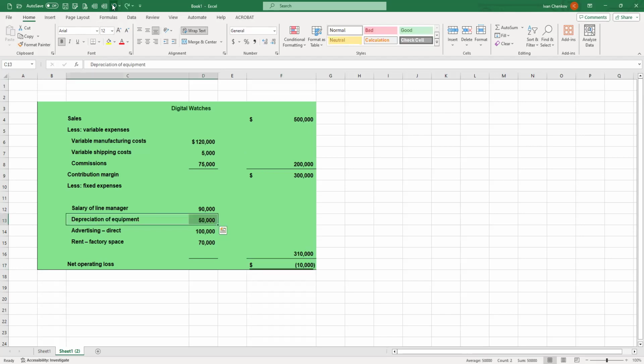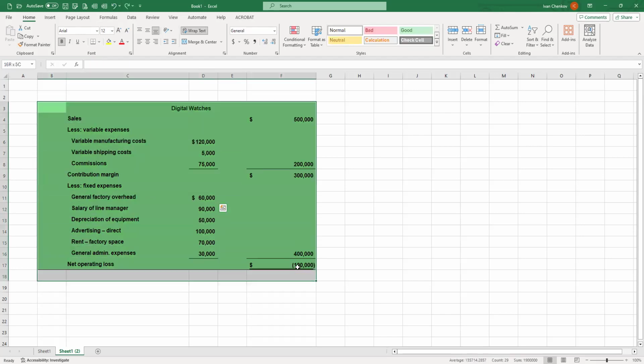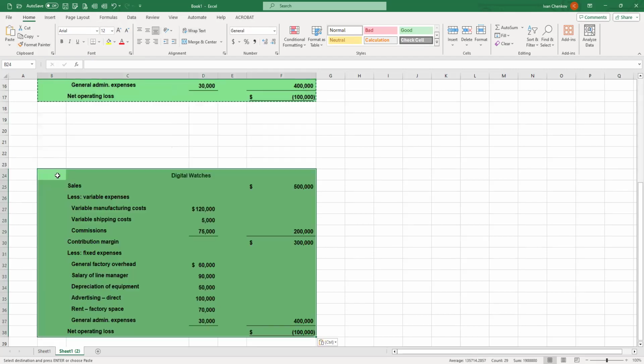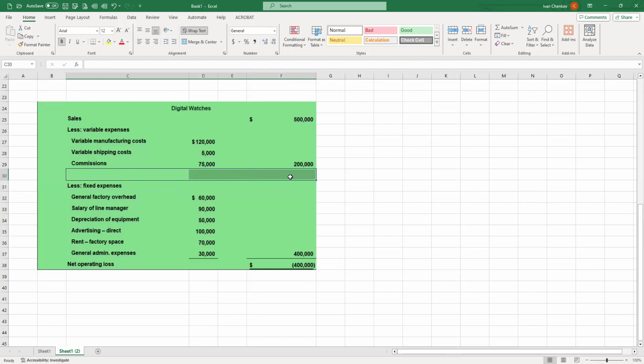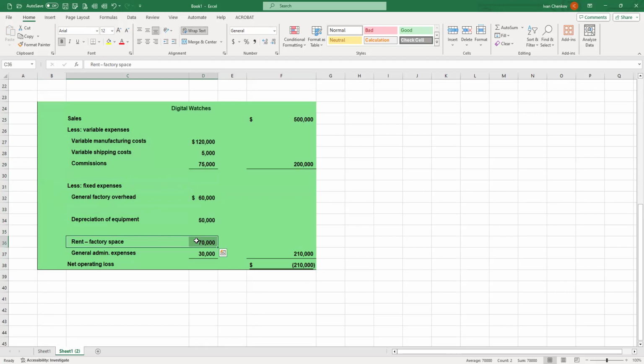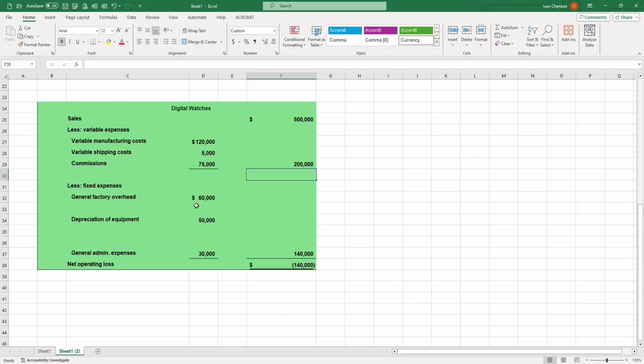The other approach is, what's the other approach? I'm going to copy this. I'm going to flip it here. So now, if I decide to stop with this division, what am I going to lose? This one is gone. What else is going to go? Factory overhead is going to stay. Salary of the line manager, gone. Depreciation stays. Advertising direct, that's going to be gone. And the rent of the factory space, it's also gone. So where am I? I'm losing $300,000 here, but I'm saving 140. What would be my income now?